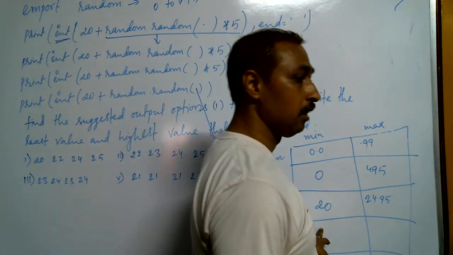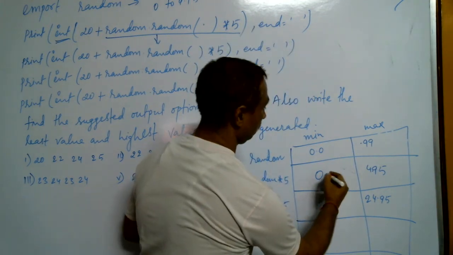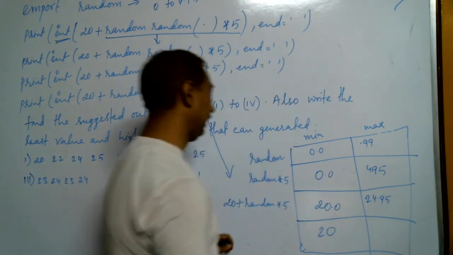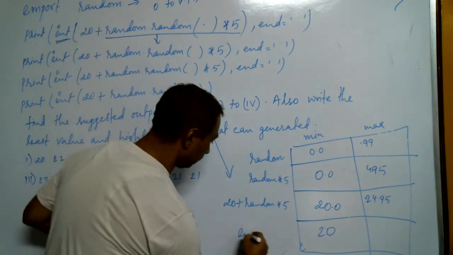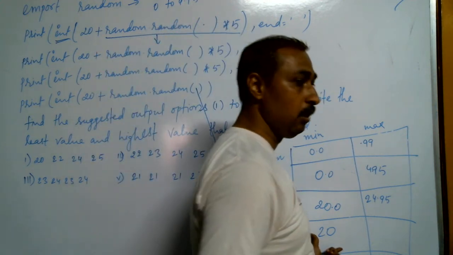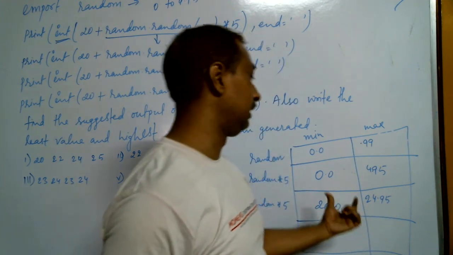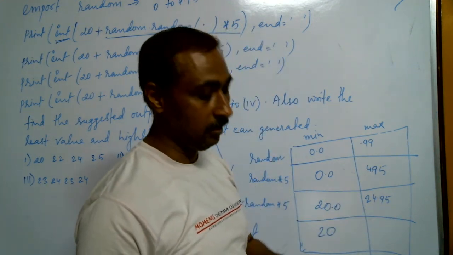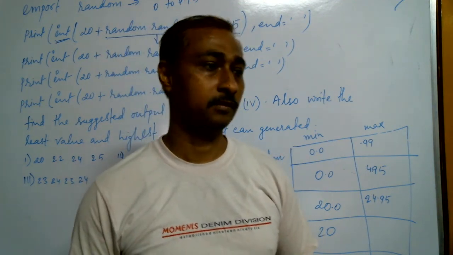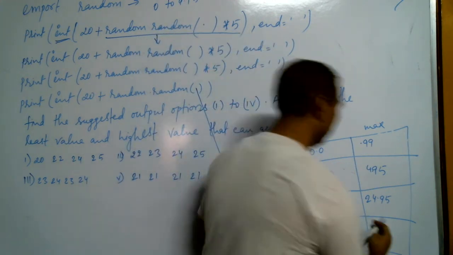Okay, so this 20 will remain 20 because this is an integer. After calling int, the int function will return 20 as the minimum value, and it will not do round off, it will only take the integer part. The int function only takes the integer part from floating point numbers. That you have to remember. So this will take only 24.